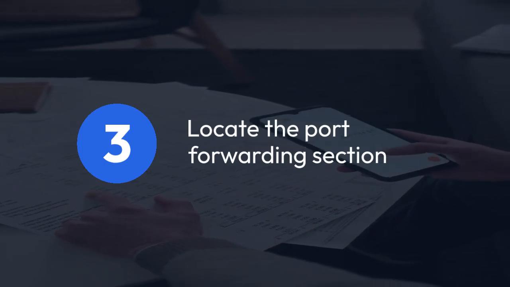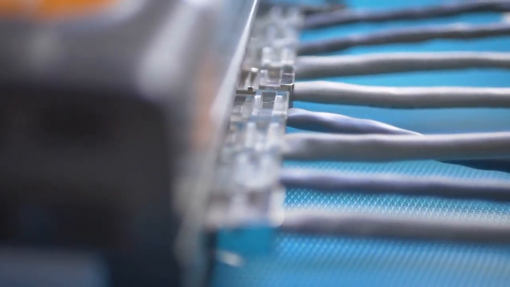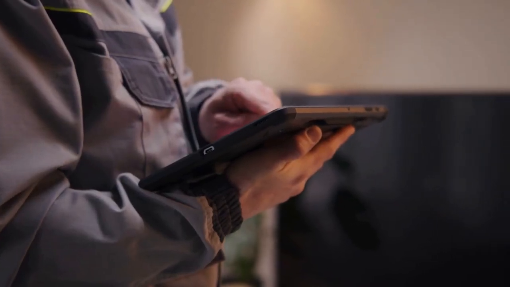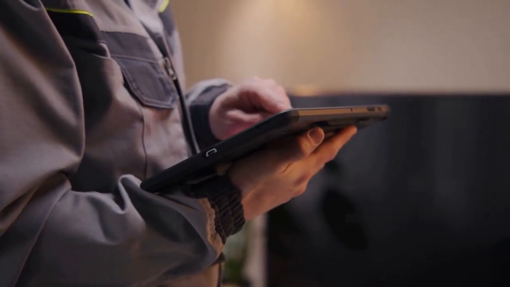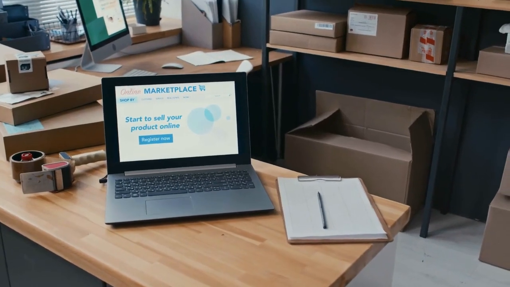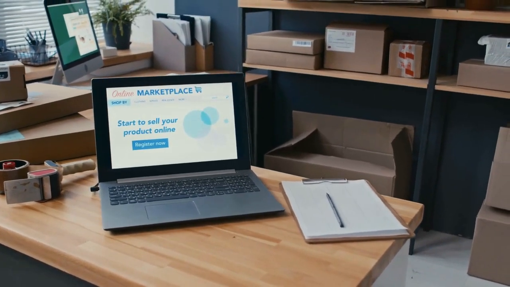3. Locate the port forwarding section. The exact name and location of this section vary by router manufacturer and model. Look for terms like port forwarding, virtual servers, NAT forwarding, or application rules. The interface may differ drastically depending on the router's brand.